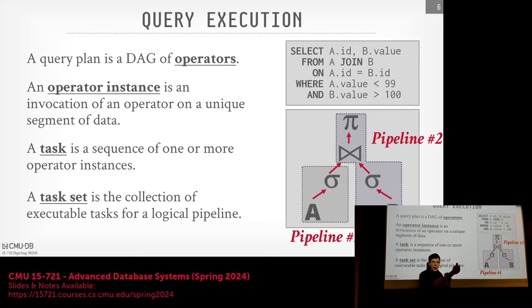The idea is it's called the materialization model because each operator is materializing all its output as a single result. And again, the output could be a single row, a single column, or the entire table.